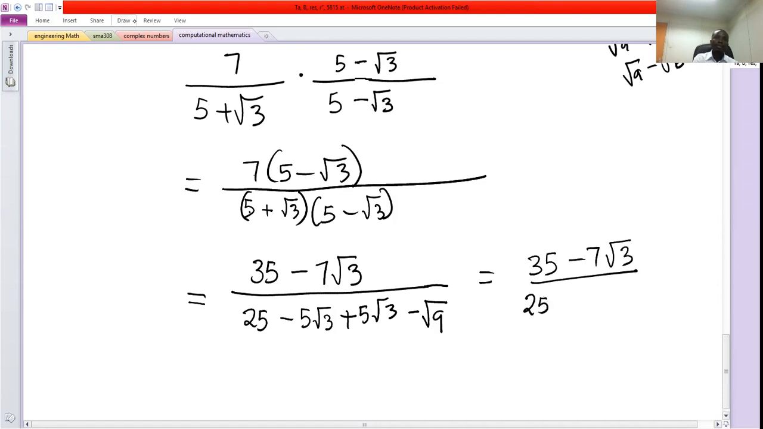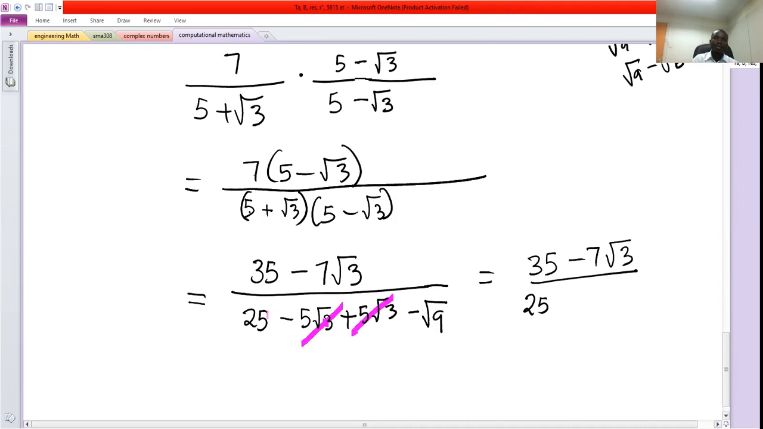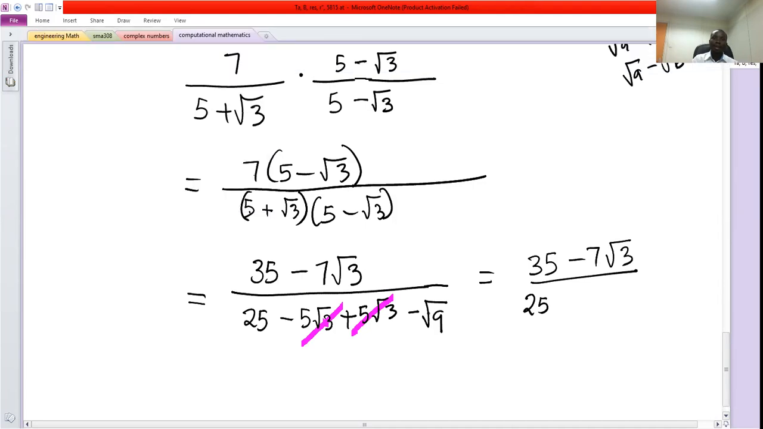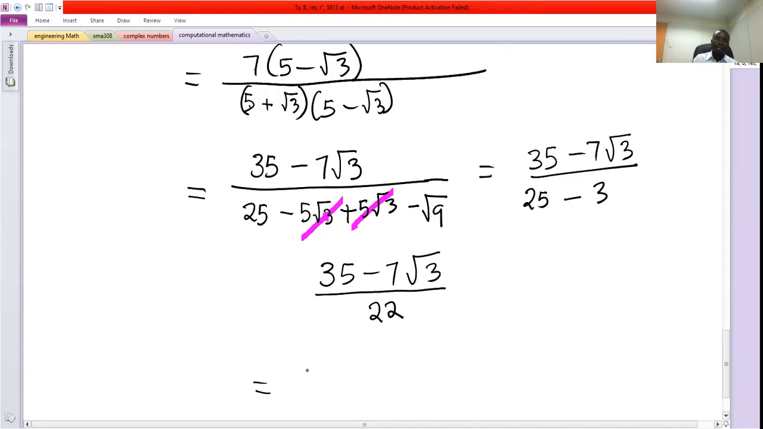You see this one. This and this cancel out because they are the same values with opposite signs. Minus root 9 is 3. So we'll have 35 minus 7 root 3 divided by 25 minus 3 is 22. Which we can write as 35 over 22 minus 7 over 22, then root 3. So that is what we write.